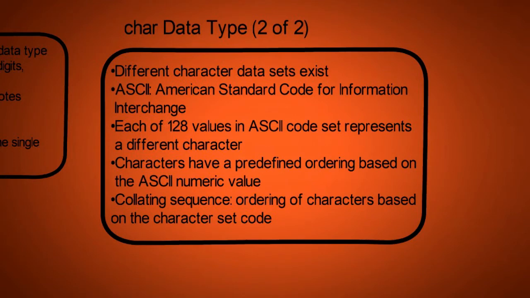Char data type. Different character datasets exist. ASCII: American Standard Code for Information Interchange. Each of the 128 values in the ASCII code set represents a different character. Characters have a predefined ordering based on the ASCII numeric value. Collating sequence: the ordering of characters based on the character set code.